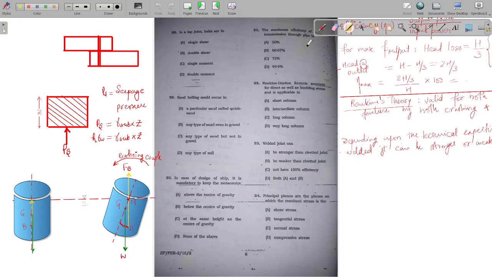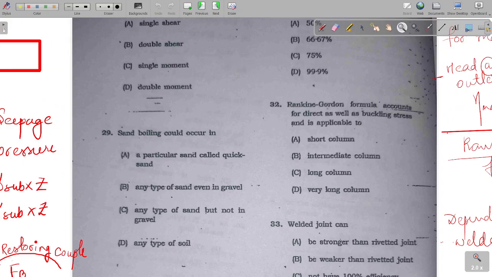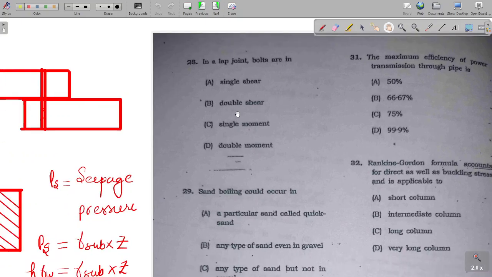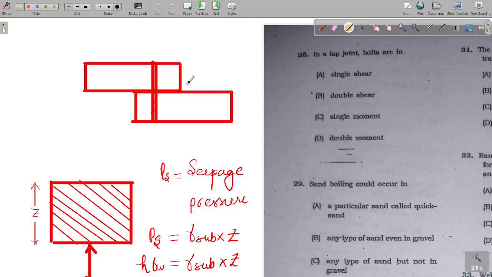Our next question says, in a lap joint, the bolts are in... So let us see what a lap joint is. Suppose there are two members like this, and these two steel members are connected by a bolt. There are threads over the bolt here, and there is a nut here. So this is what is called a lap joint.